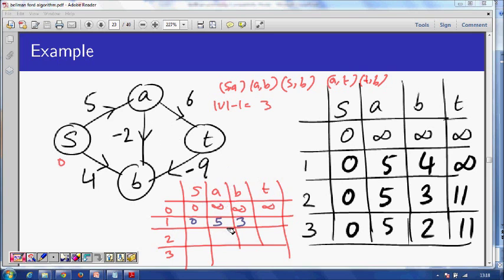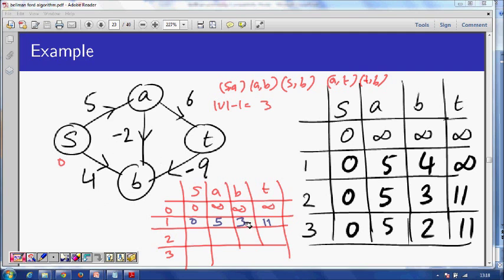And then I go to t, so a is 5, a is 5, t is now infinity, so 5 plus 6, 11 it will become. This is my first iteration. After the first iteration, at least all the distance 1 nodes will have correct values. So I have 0, 5 here, and then I have 3 here and 11.